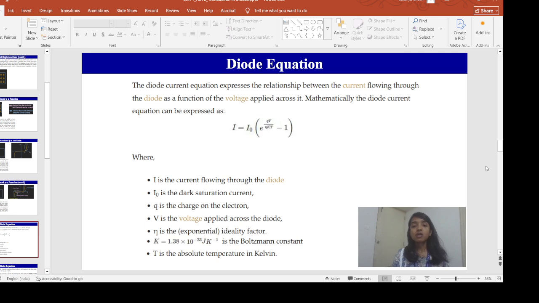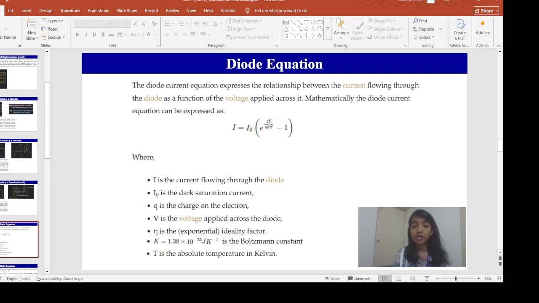Okay, now what is the diode equation? The diode equation is expressed as I equals I naught times e to the power qV by eta kT minus 1. This I is the current flowing through the diode. I naught is the reverse saturation current. Q is the charge of an electron.